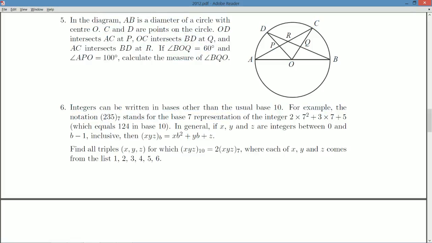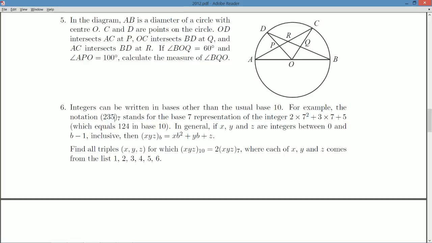So, for example, the notation 235 with a little 7 stands for the base 7 representation of the integer. And this is how we calculate what it is. So it's 2 times 7 squared, so the first number gets the 7 squared, plus 3, that's the second number, times 7, plus 5, and that'd be times 7 to the 0.